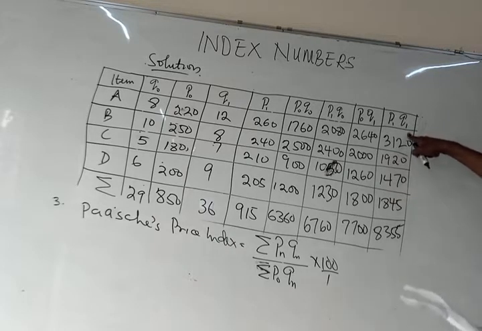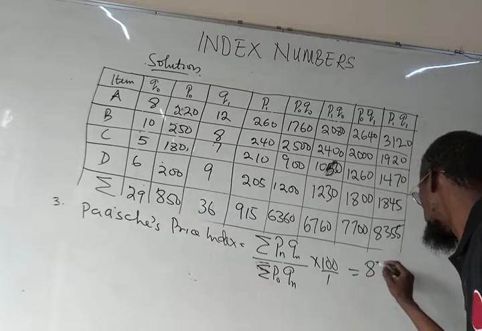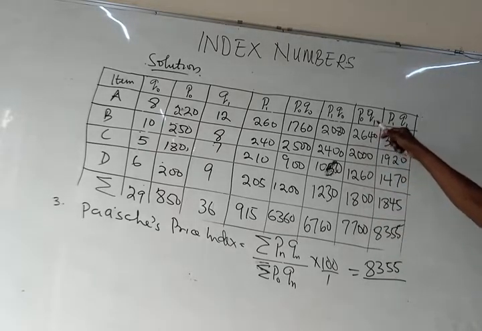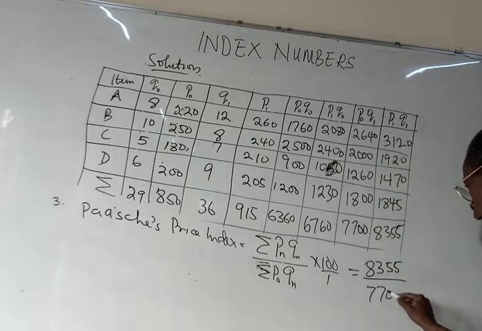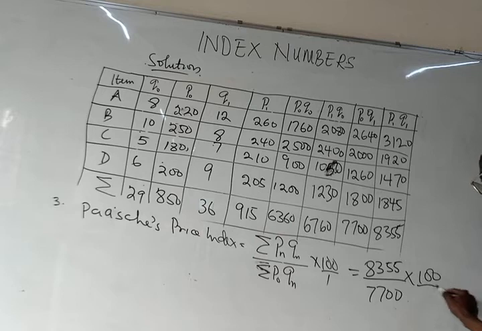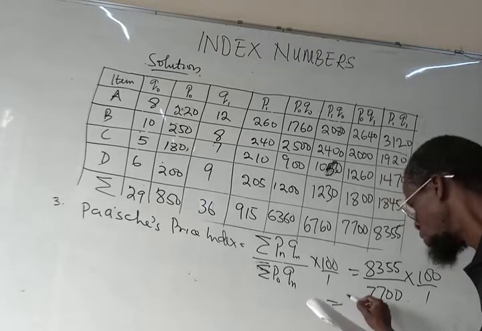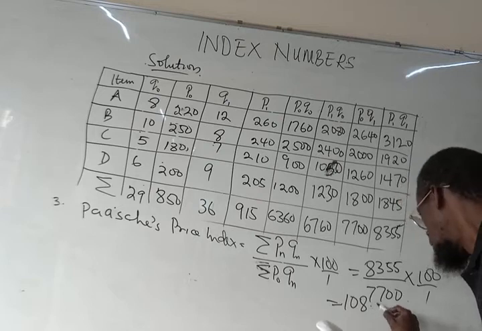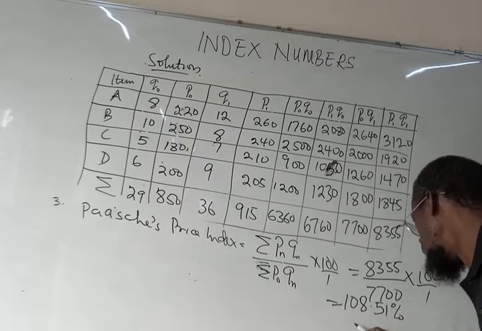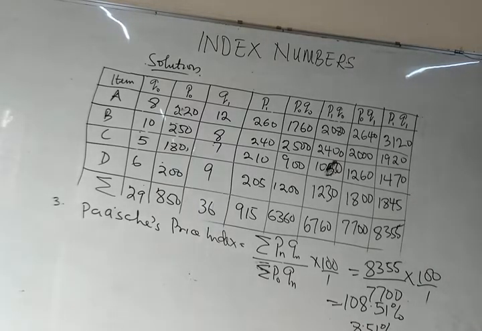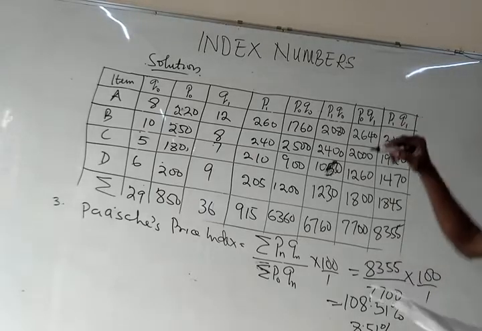So in that case we have 8355 over P naught Q1. You see P and Q1. This is 7700 times 100 over 1. Remember, I told you the difference between the years is just 1 year. So in this answer, we will have 108.51%, which means we have 8.51% increment.